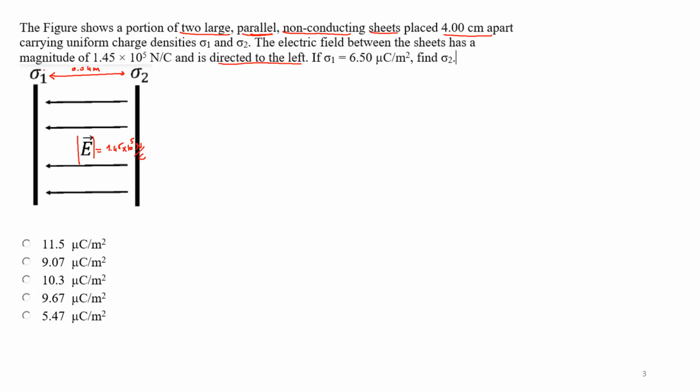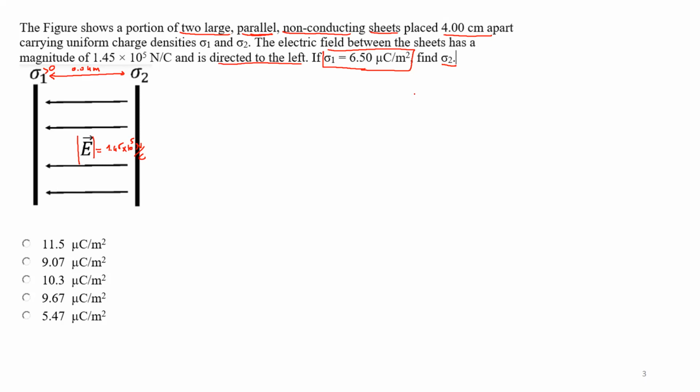So I know that sigma 1 is positive. The value of sigma 1 is given here. Now the question is, what is sigma 2, such that the electric field between these two large parallel non-conducting plates is 1.45 × 10^5 newtons per coulomb? Okay, great. So I know sigma 1 and I know the plate is non-conducting.